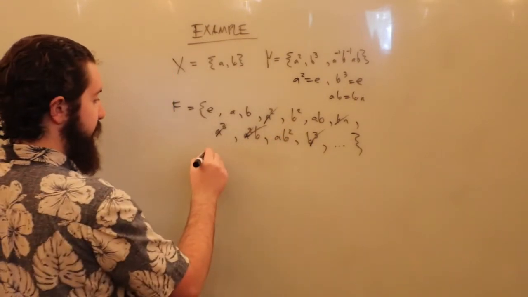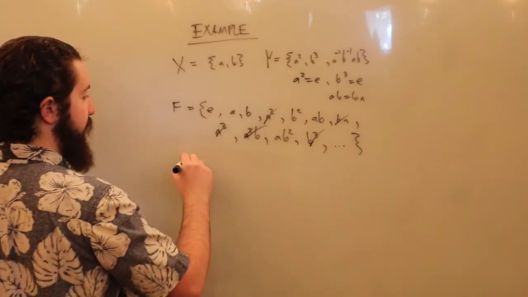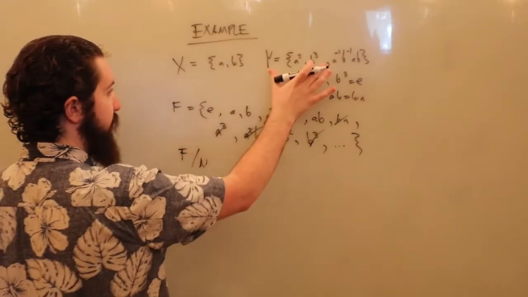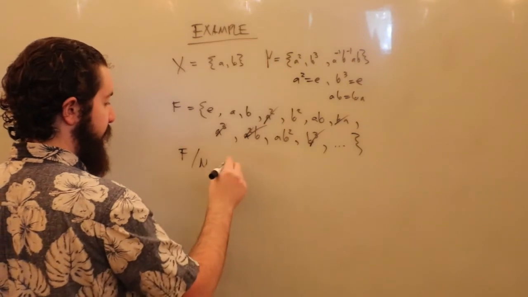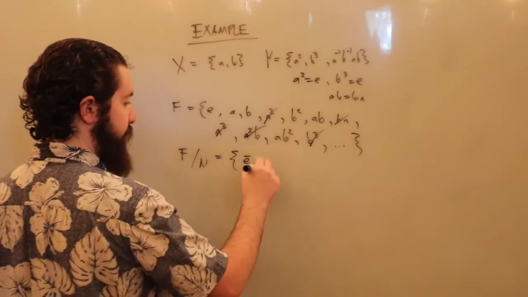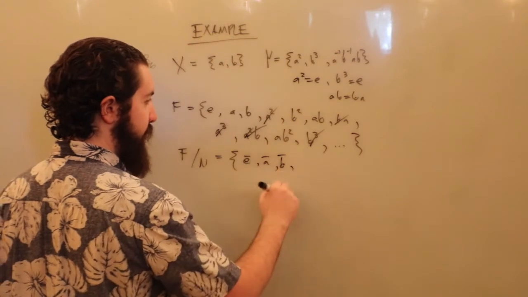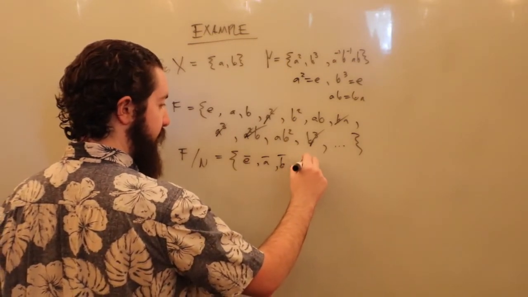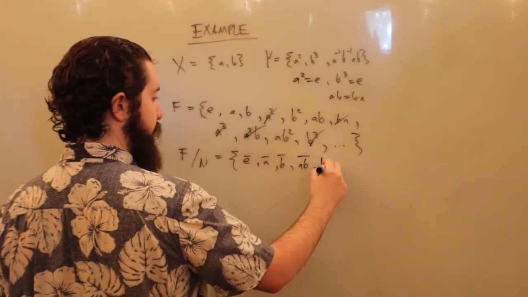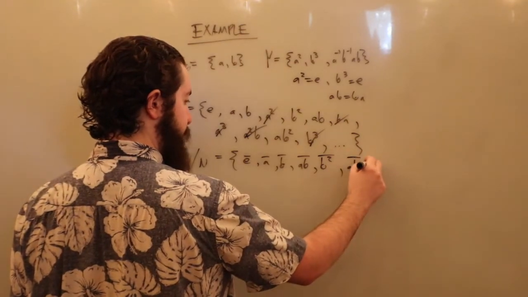So what we're left with is that F quotient N, where N is generated by Y, recall, F quotient N is going to be the equivalence class of the identity, the equivalence class of A, the equivalence class of B, the equivalence class of AB, the equivalence class of B squared, and the equivalence class of AB squared.